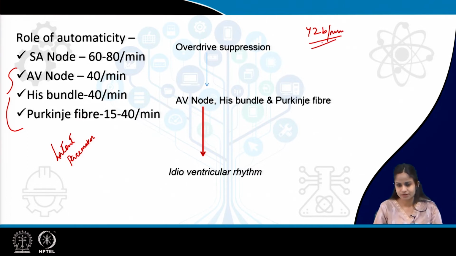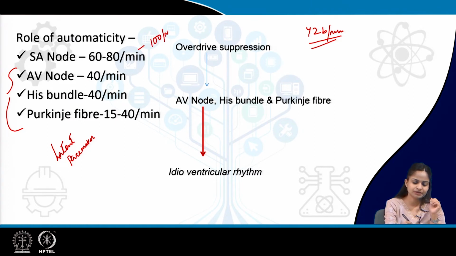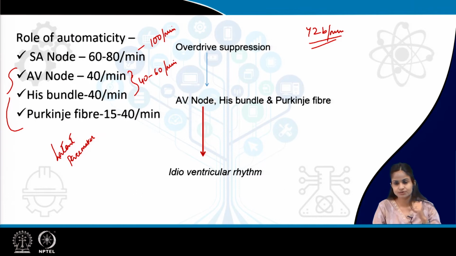So, the SA node is the sinoatrial node which controls our beats, and it sends impulses at 60 to 80 beats per minute. Maximum it can go up to 100 beats per minute. Then coming to the AV node as well as the bundle of His, they beat at the rate of 40 to 60 beats per minute, and Purkinje fibers beat at 15 to 40 beats per minute. Now, this is because of the number of P cells present in these tissues.